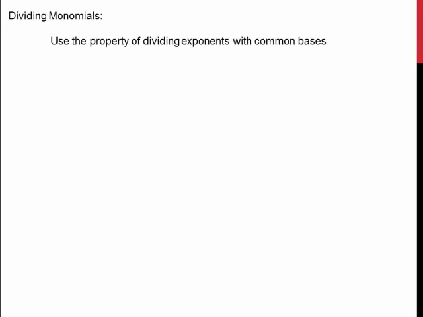When we multiplied monomials, we used the property of multiplying exponents with common bases. When we divide monomials, we'll be using the property of dividing exponents with common bases. And as multiplication and division are opposite, the properties of the exponents are also opposite. When we multiplied, we added the exponents. Now that we're dividing, we subtract the exponents, the top minus the bottom. So here are some examples.